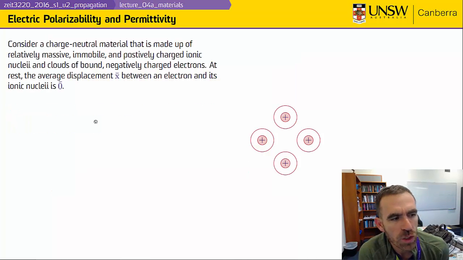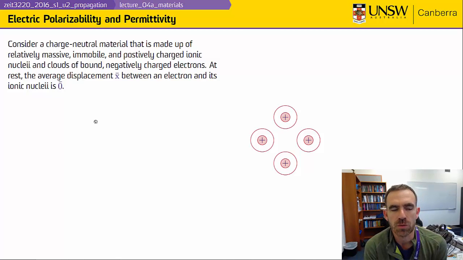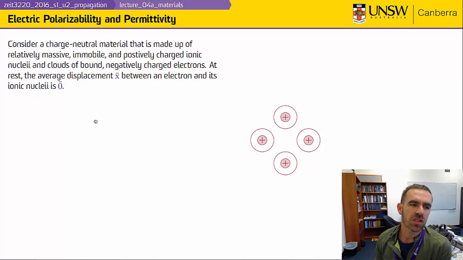First thing we're going to do is talk about what happens when an electric field interacts with a charge neutral material to give rise to polarization and permittivity. We're going to use a fairly simple model that refers to our knowledge from chemistry.